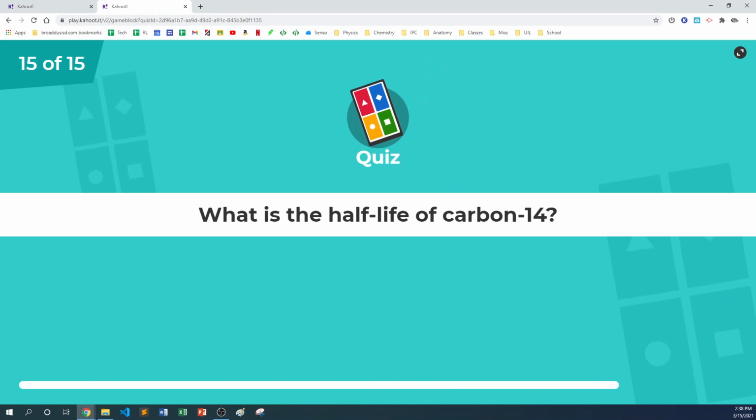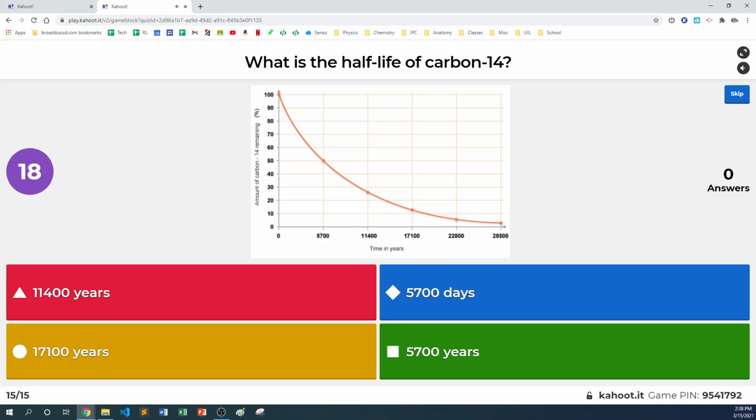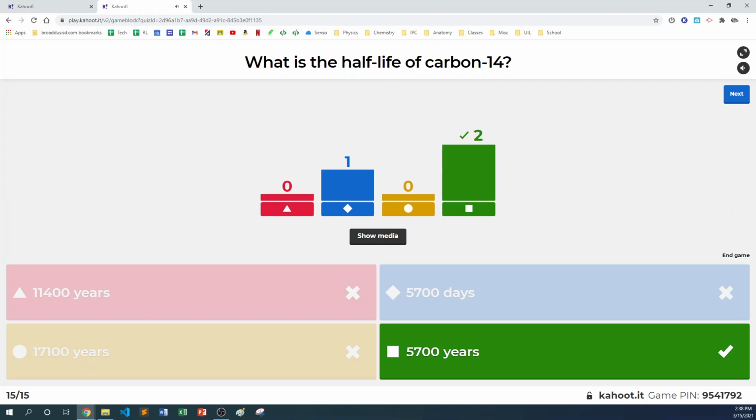Last one. What is the half-life of carbon-14? Oh, Lord. Oh no, I picked it. Shows it right there. Well, then I got it wrong. Never mind. 5,700 years. It's the time it takes for it to get half of its sample. It went from 100% to 50% in 5,700 years.